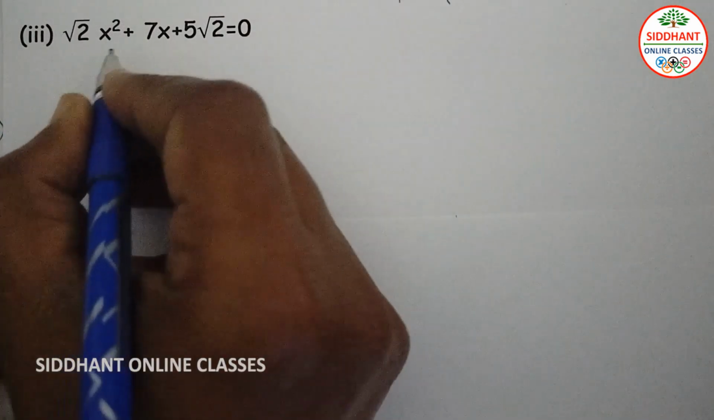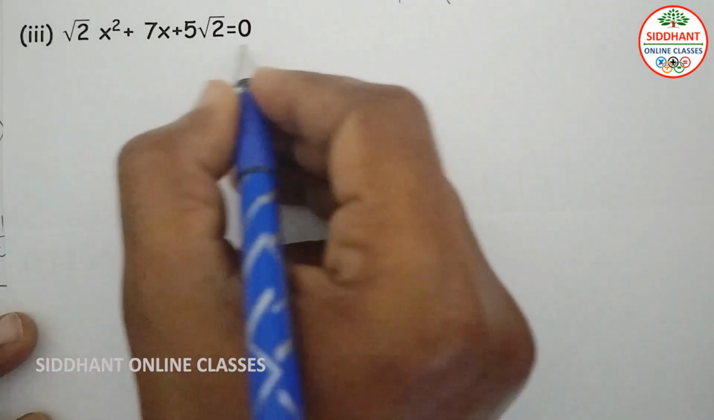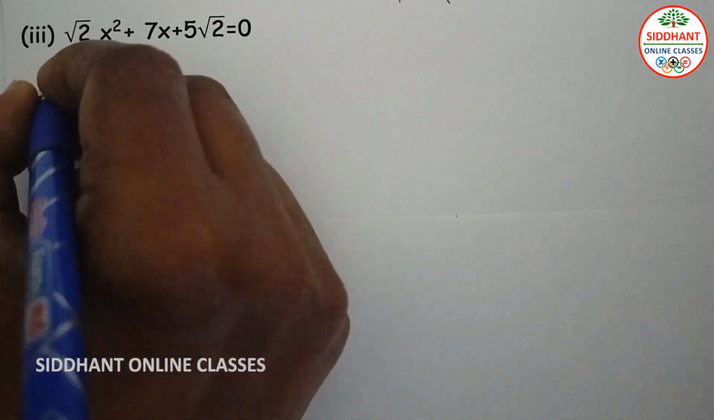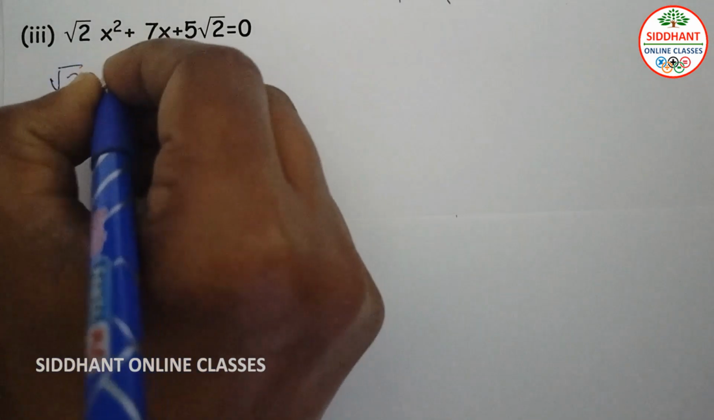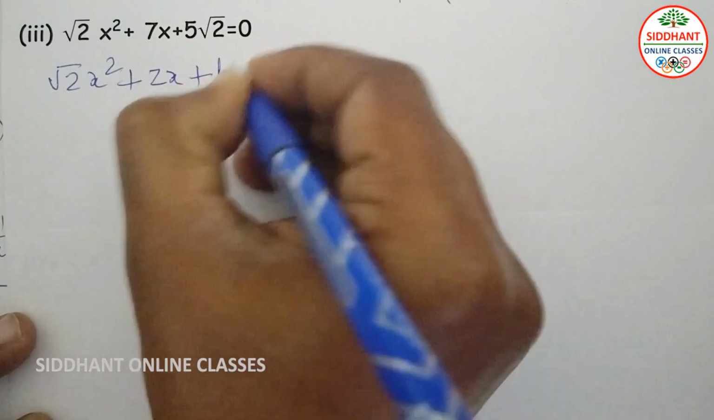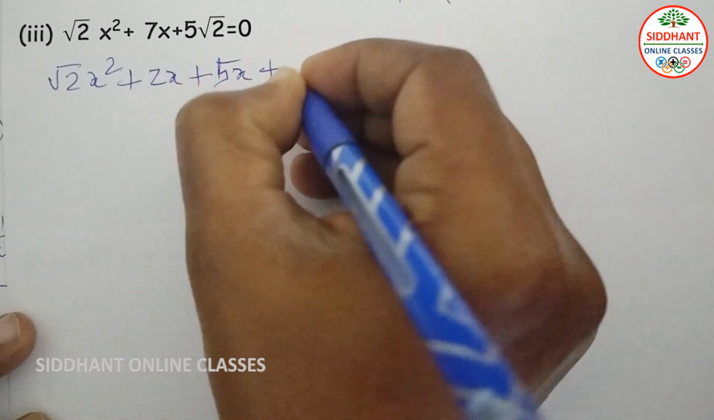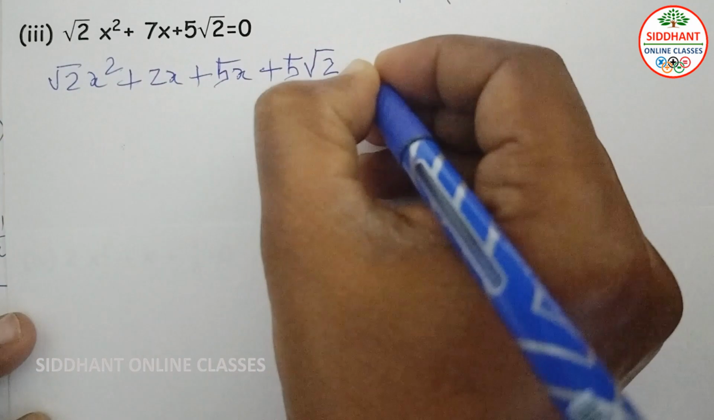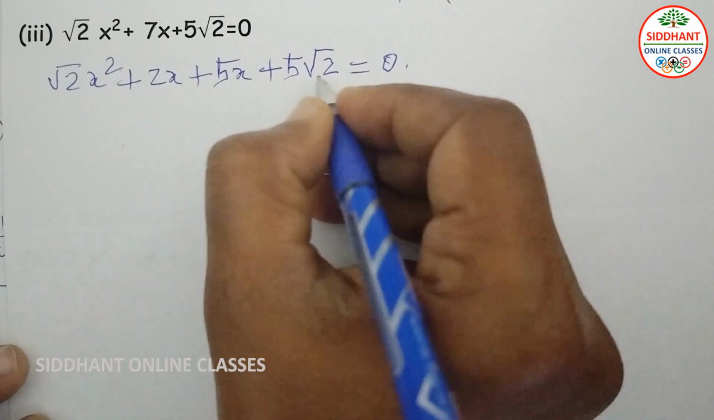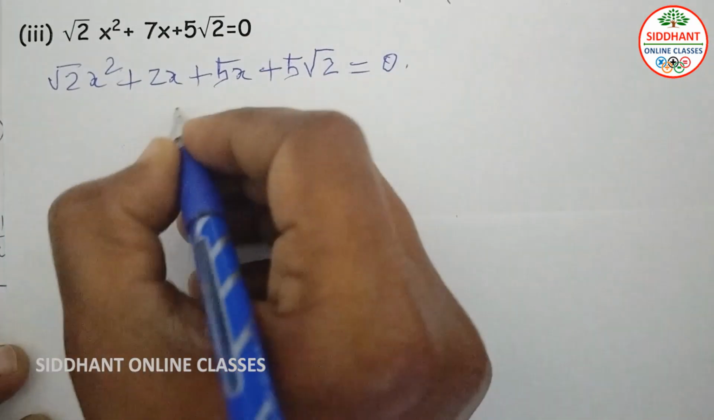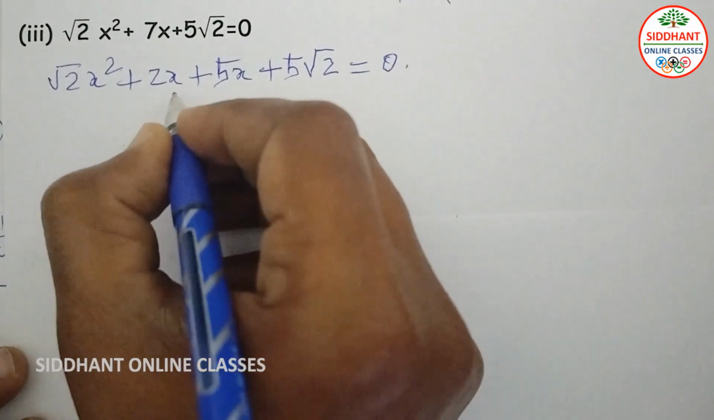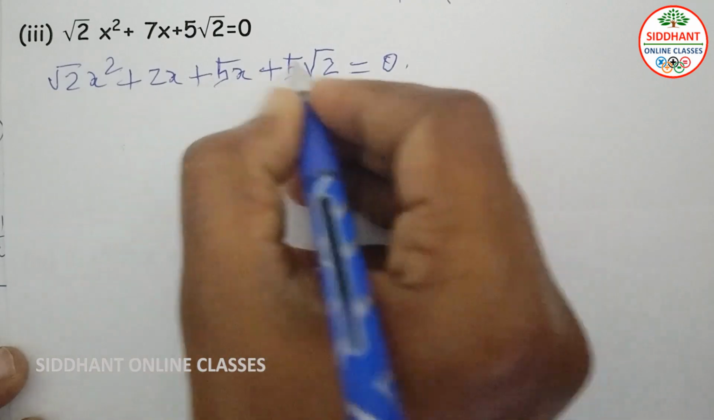Third one, root 2x square plus 7x plus 5 root 2 equal to 0. So here we are going to take root 2x square plus 2x plus 5x plus 5 root 2 equal to 0. When you multiply 5 root 2 into root 2, we get 10, and 2x plus 5x is also 7x. And when you multiply, you will get this product here.